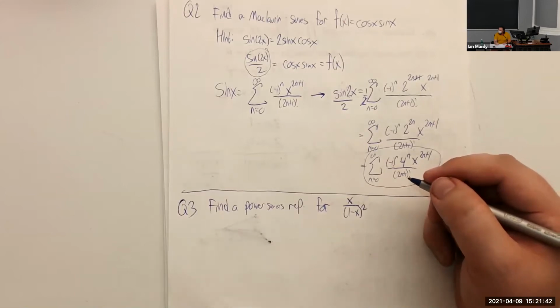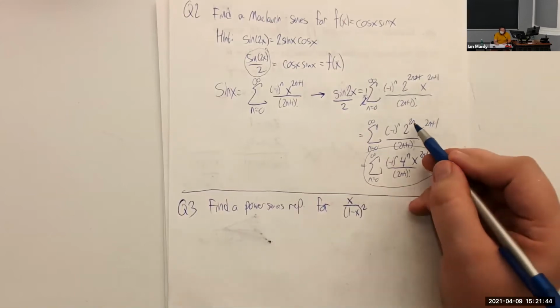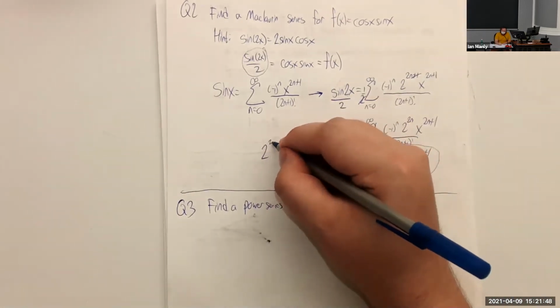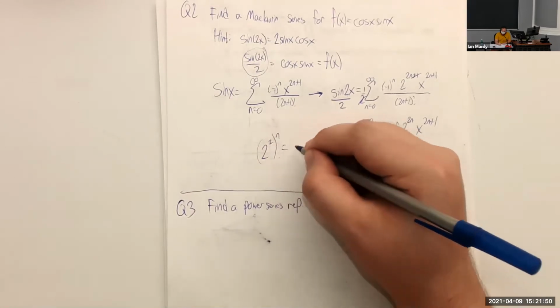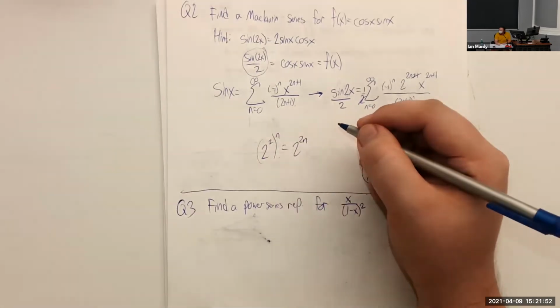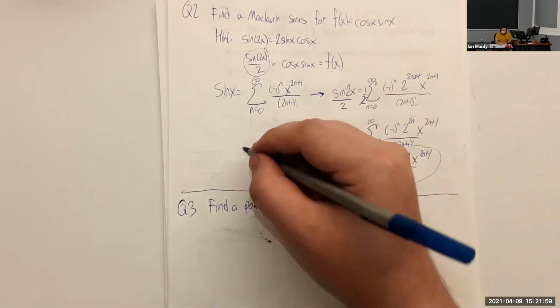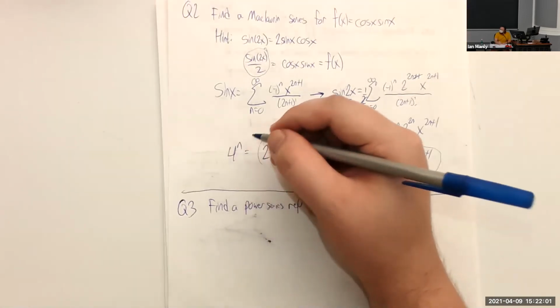How does 2 to the 2n go to 4 to the n? Well, remember, if we multiply exponents together, the way that works is this is 2 squared to the n. This is 2 to the 2n right here. So we have 2 squared to the n. That's the same thing as this, and then 2 squared is 4. So that's where we end up getting it.